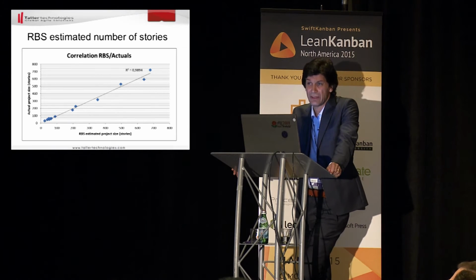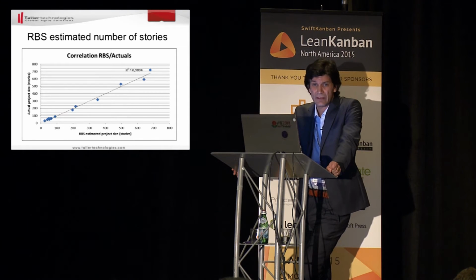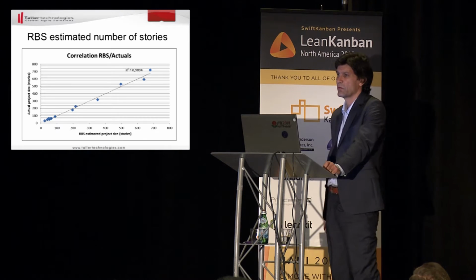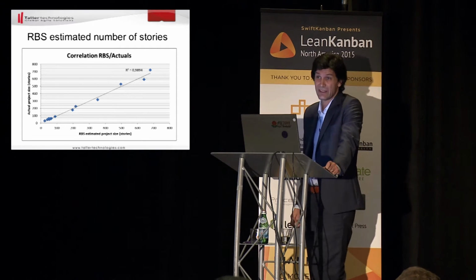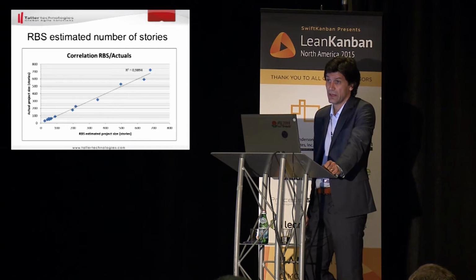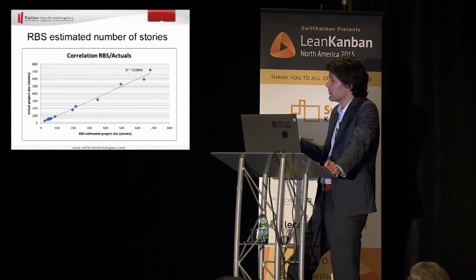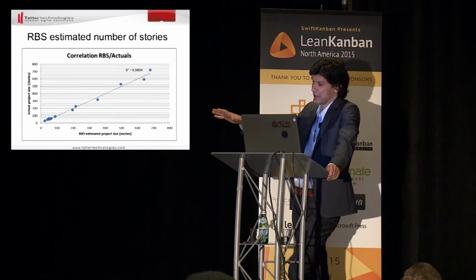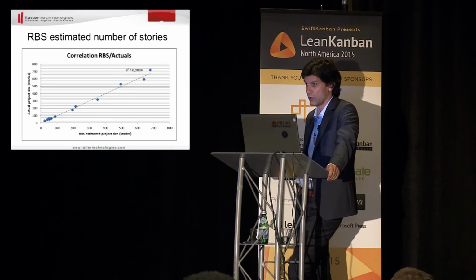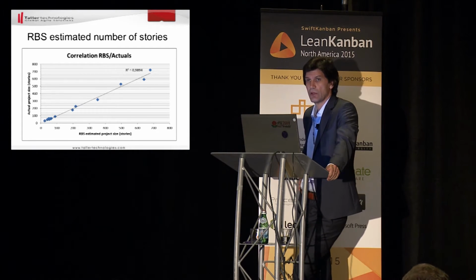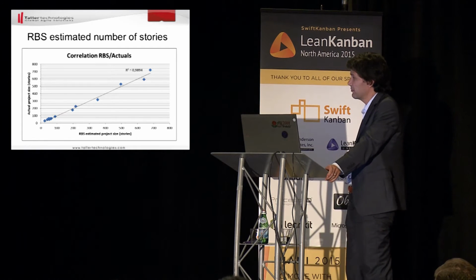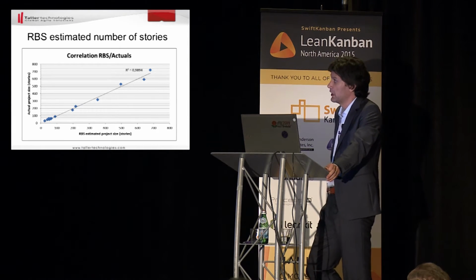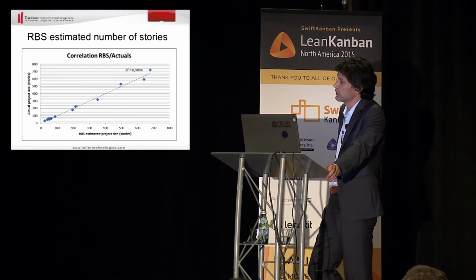The simulation itself and the data are available on the Scrum Do website, on the blog, I believe. It is in the form of a Google spreadsheet, so you can go and download it and see how it's actually calculated. It's really just multiplying and dividing numbers, nothing spectacular. What we did was take the historical data, run the simulation on the data, and compare the results of the simulation with the actuals. On the horizontal dimension is the estimate with RBS, in size of stories, and on the vertical axis, we have the actuals.